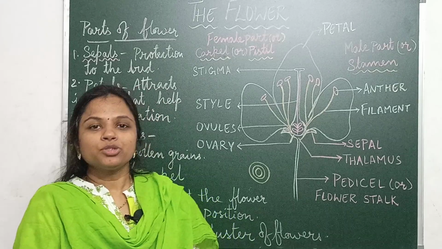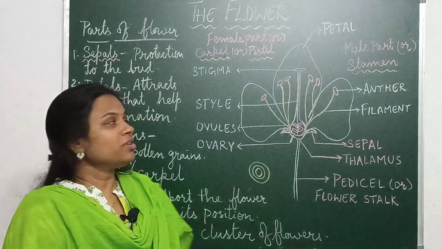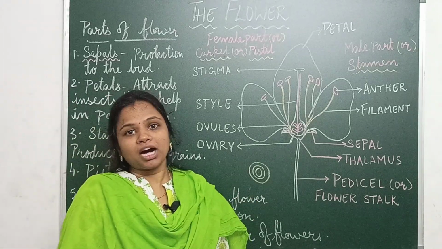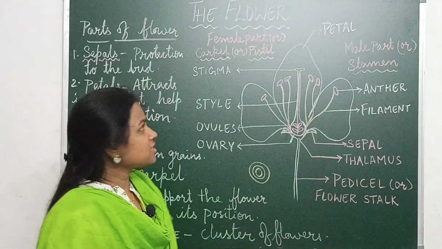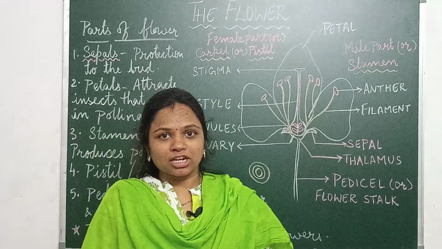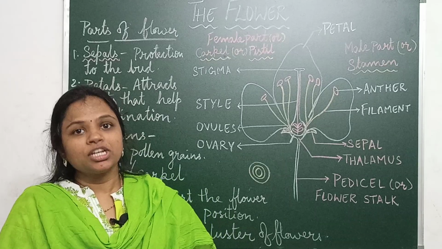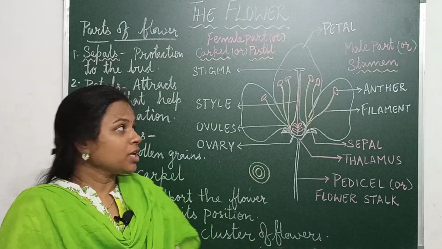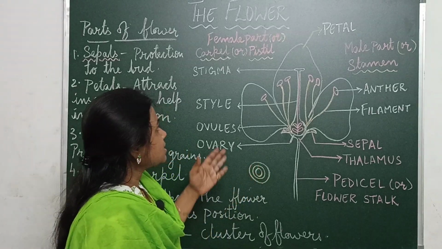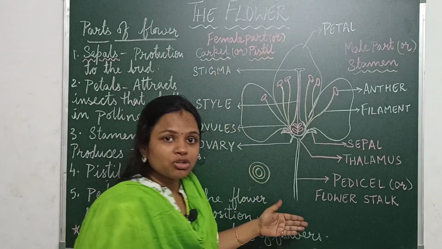Namaste children. Today in our science class, we will be learning about the very attractive and colorful part of the plant. That is nothing but the flower. The flower is a very complex structure and it has got many different parts. Now, the diagram which you are looking at here is the longitudinal section of the flower.